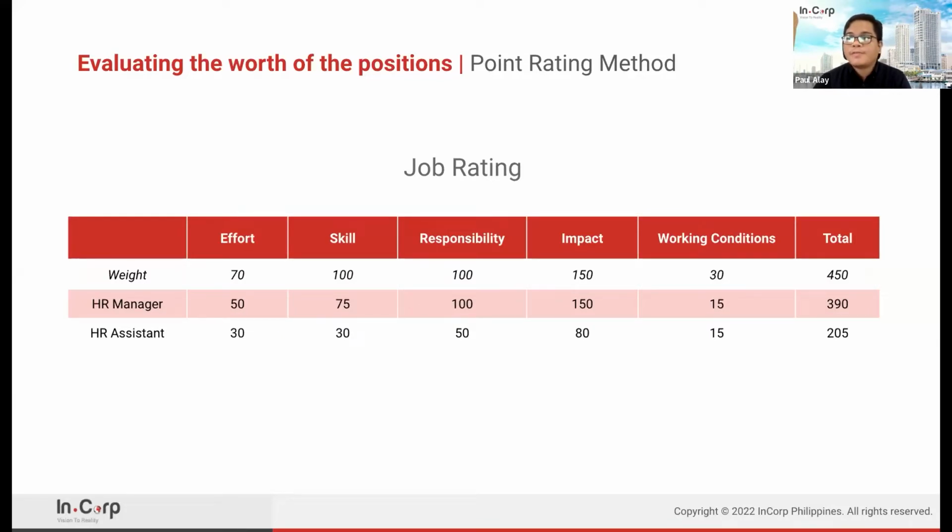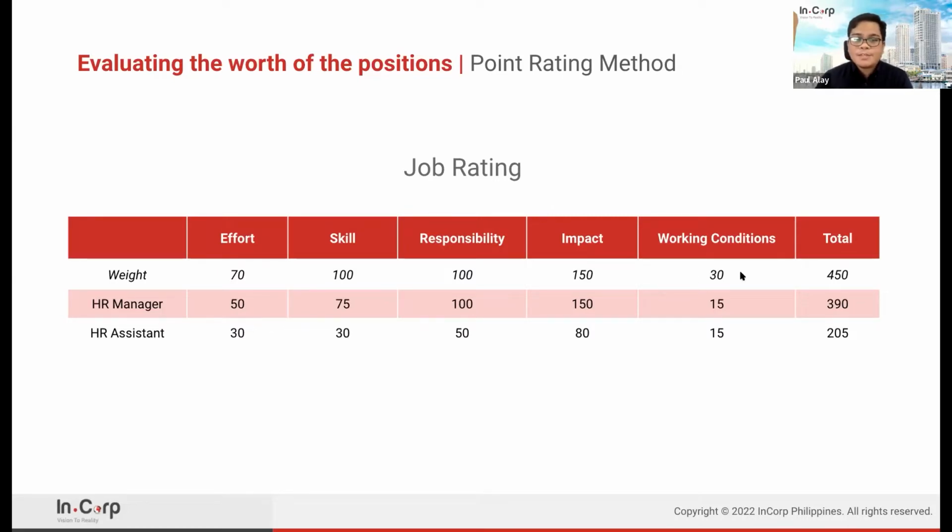So this is a sample of the job rating that I've mentioned. So here we have the 5 compensable factors, and we've also put in weights for each of the factors. So knowing these weights, we can say that this specific organization actually puts more value on these 3 compensable factors. First one, the highest weight would be impact, meaning this organization values this the most, and the compensable factor with the lowest weight would be the working conditions, meaning this specific organization puts the least value to this compensable factor.